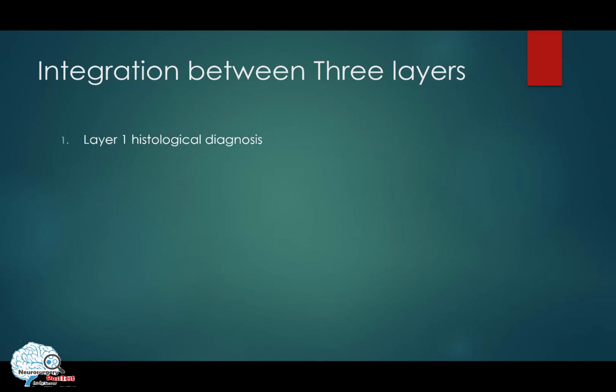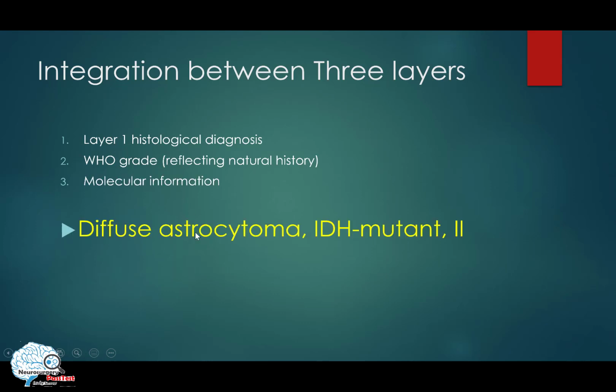Finally, we can see that the WHO classification 2016 is about integration between 3 layers. Layer 1 is the histological diagnosis of the cell type, then the WHO grade reflecting the natural history and the rate of proliferation, and at the end, molecular information. For example, diffuse astrocytoma, IDH mutant, grade 2. That means the cell type is astrocytoma under the microscope. This is the phenotype. The WHO grade is 2, which means it has atypia, but no necrosis or endovascular proliferation, and IDH mutant means that the gene for IDH is mutant, which we'll learn more about in the next videos.